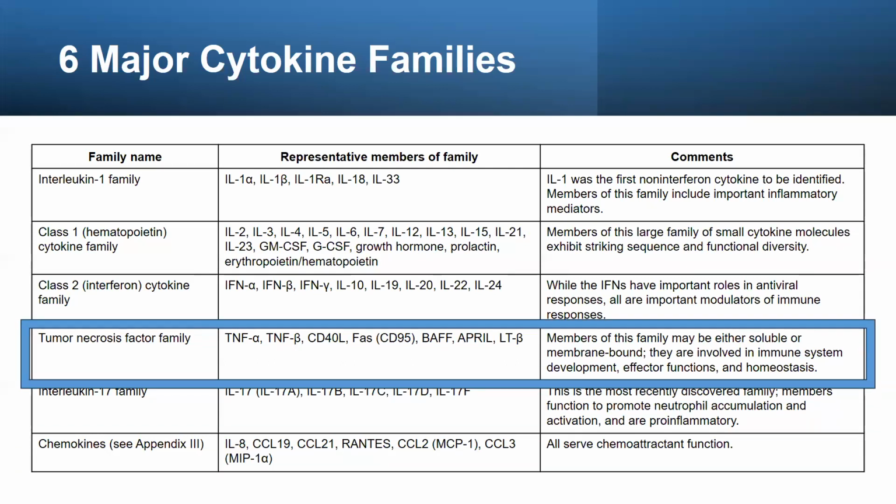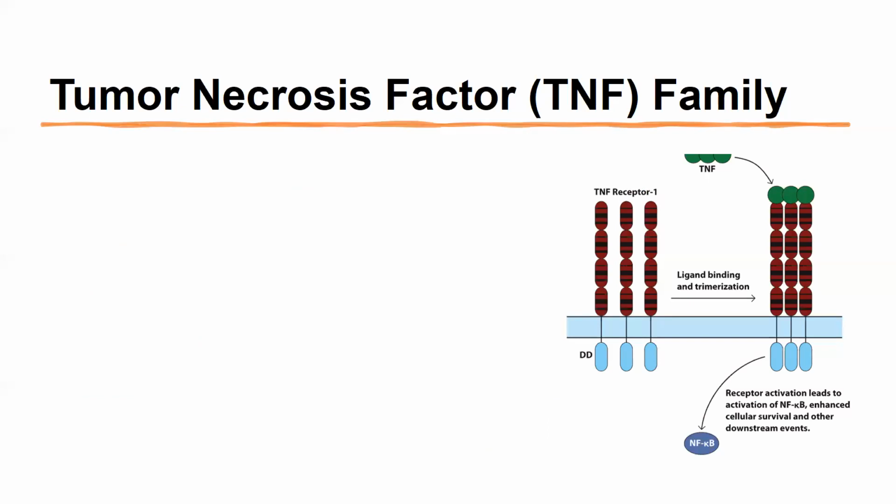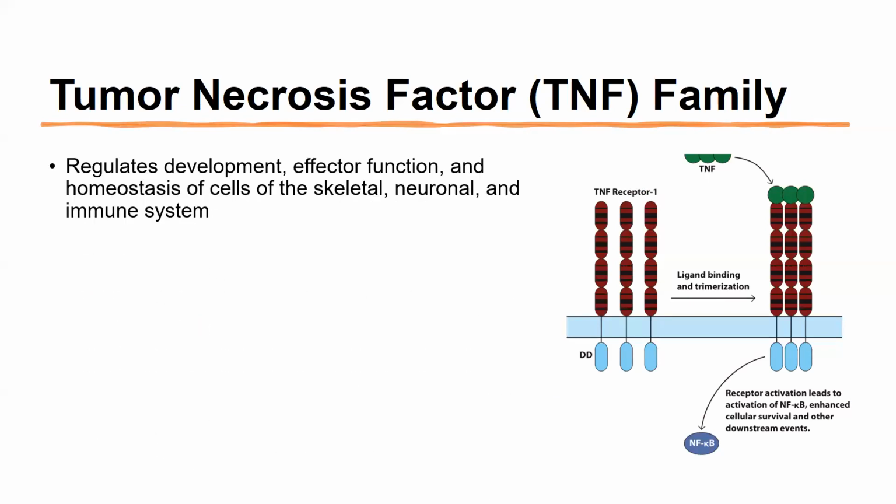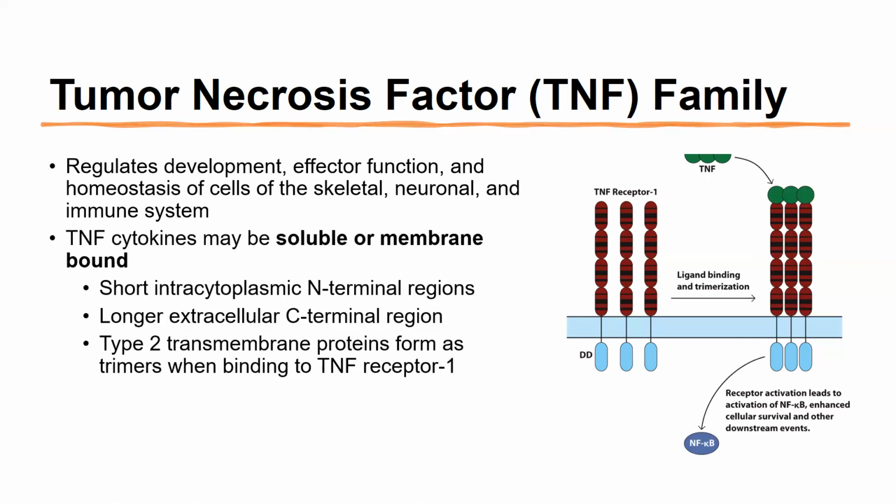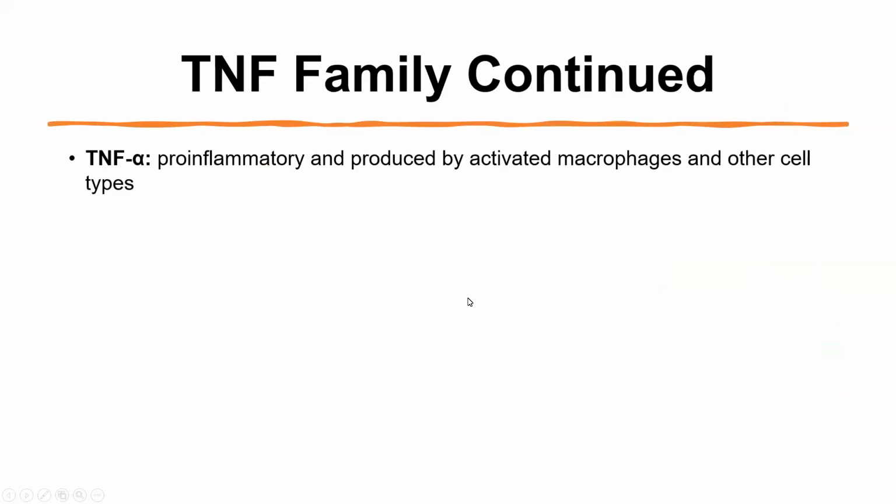We already looked at tumor necrosis factor beta, but we'll look a little bit further at some of the other family members. These, as a whole, the tumor necrosis factors, are regulating development, effector function, and homeostasis of cells, especially of the skeletal, the nervous system, and the immune system. They could be soluble or they could be bound to a membrane, so they could be floating throughout circulation or bound. This is talking more about what they look like. I don't care about that for the purposes of this test.